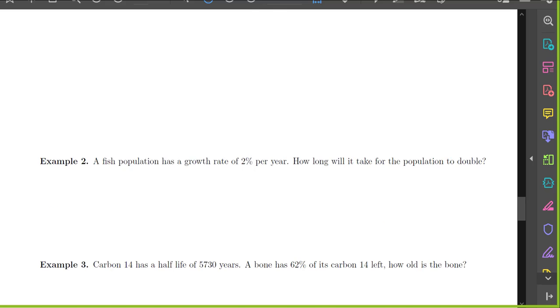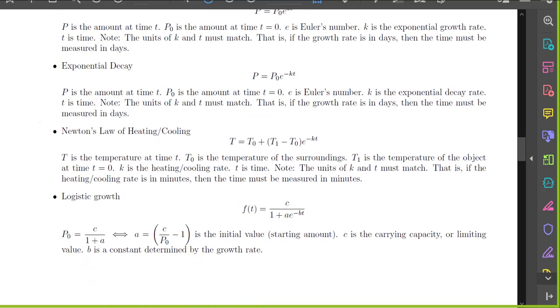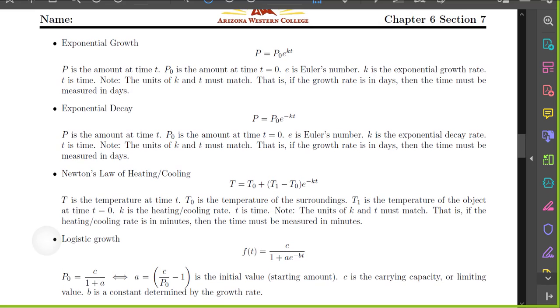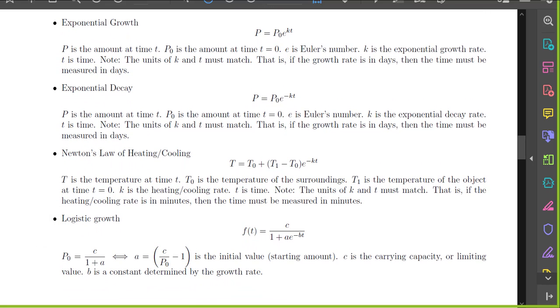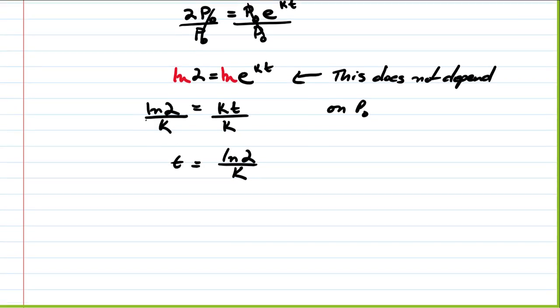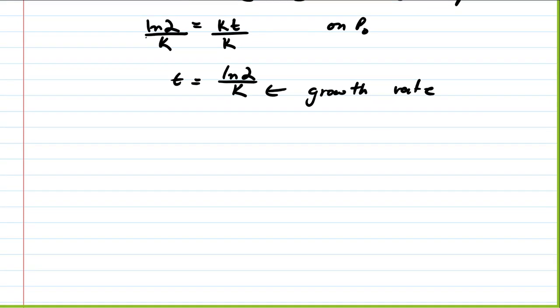If we go back up to the formula sheet that was the first page of this, I guess it's not there. I thought I'd typed it out here, but apparently that's not a thing. All right, so we have our formula for doubling time. So the only thing it depends on is the growth rate. So to calculate the doubling time, we will use the formula t equals the natural logarithm of 2 divided by k.